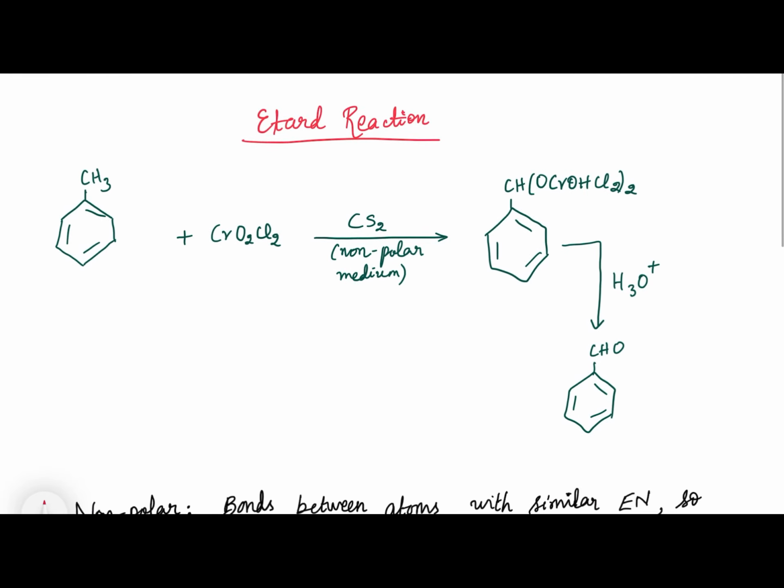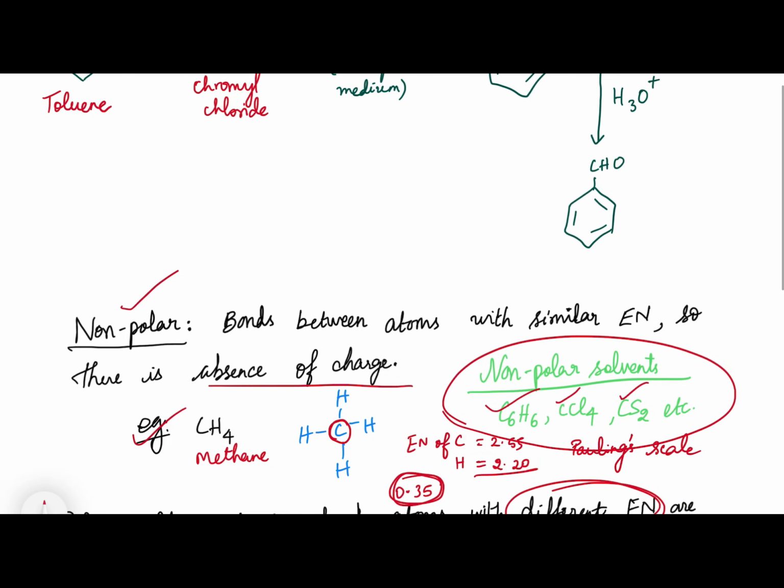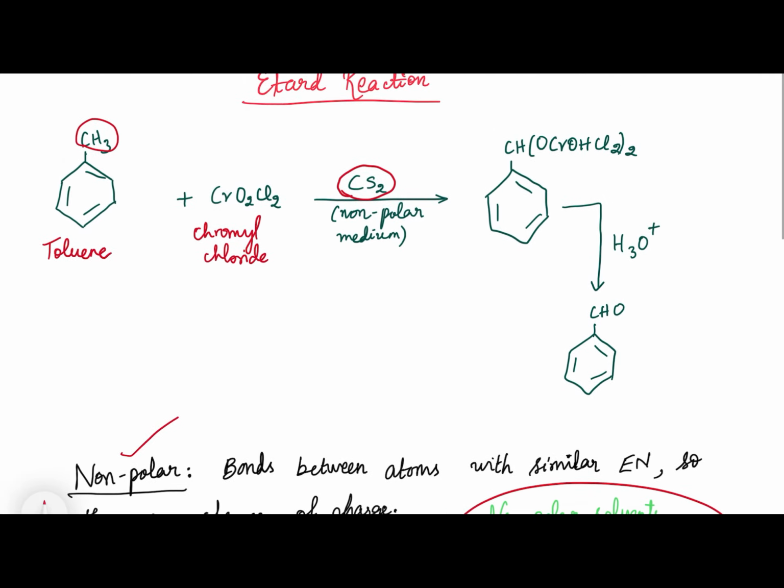Now let's go into the reaction. If you see, methyl benzene has a name which is called as toluene. Methyl benzene has a name which is toluene in the presence of CrO2Cl2. CrO2Cl2 is chromyl chloride. Toluene reacts with chromyl chloride in the presence of a non-polar medium, carbon disulfide. So due to this, I told you what is a non-polar medium or a solvent. If you see, CS2 is present, so it is a non-polar medium.